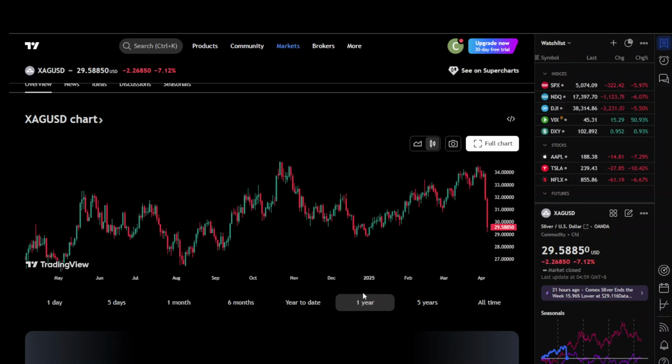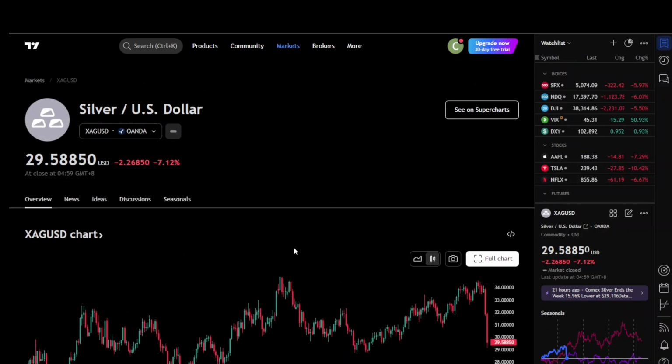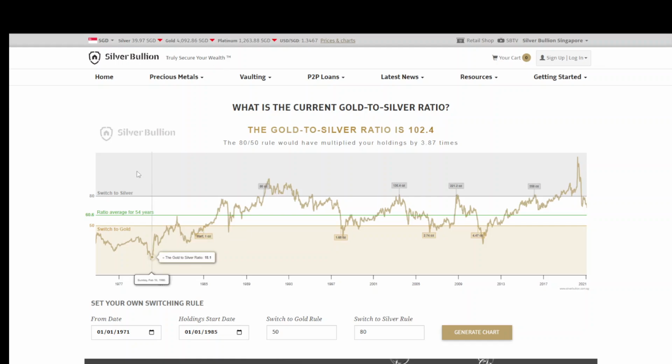But if you were to stretch it out 1 year, you can see it's nowhere near the all-time highs as well. The all-time highs for silver is more around $34 or $35, and right now silver is not as high relative to gold. So this brings us to the gold and silver ratio. So what is the gold and silver ratio?